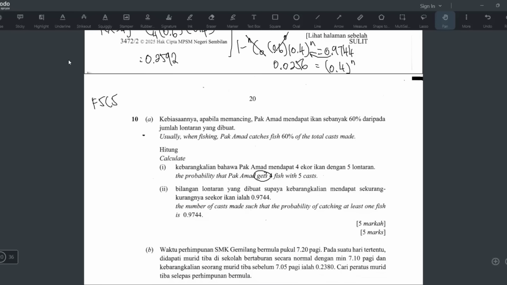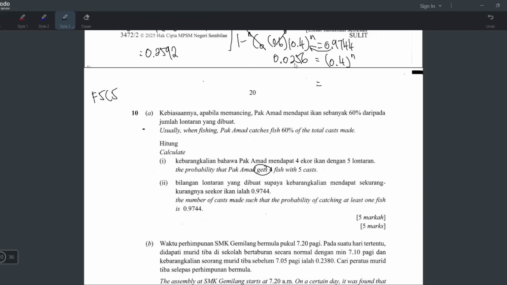And how to find N? Alright, it becomes like an indices question already, right? You nak cari N and the N is the power. So what you have to do now is check whether 0.4 and 0.0256 can change to the same base or not. Kalau boleh tukar same base, you tukar same base, then you banding the power. Because if same base on both sides, then the power also automatic same already. Okay, so 0.4 and 0.0256, can they change to same base? Okay, actually can.